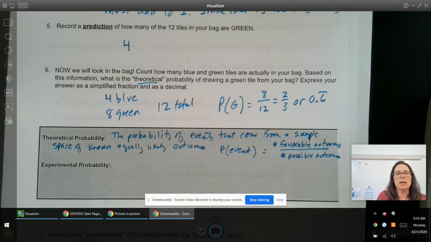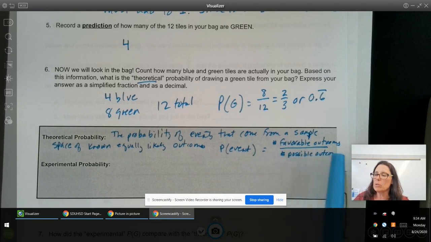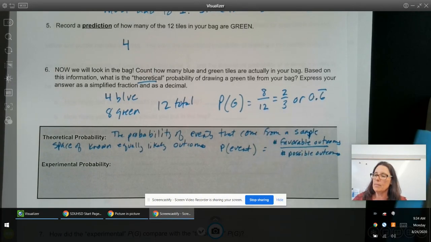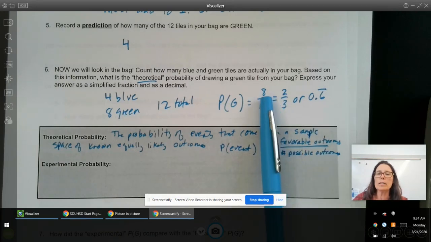Okay, so we had an event, this bag, 12 tiles, and then we were looking for how many greens. That's the number of favorable outcomes we counted. So this is what actually is in the bag. We did the number of favorable outcomes to the number of possible outcomes. So we had 8 that were green out of the 12 possible tiles that were in there.